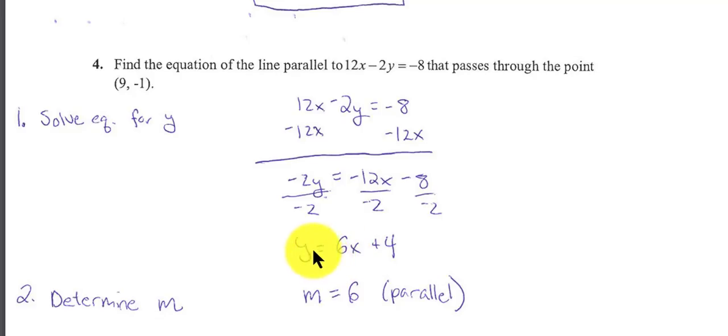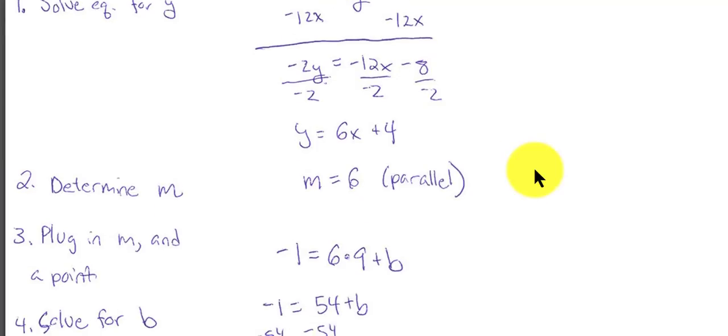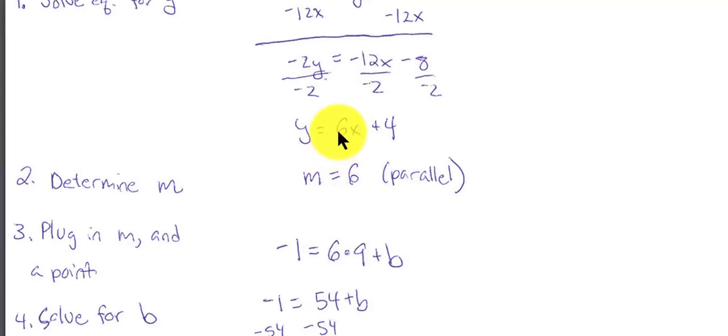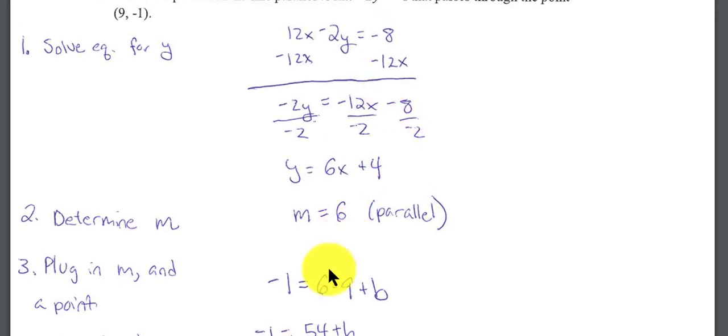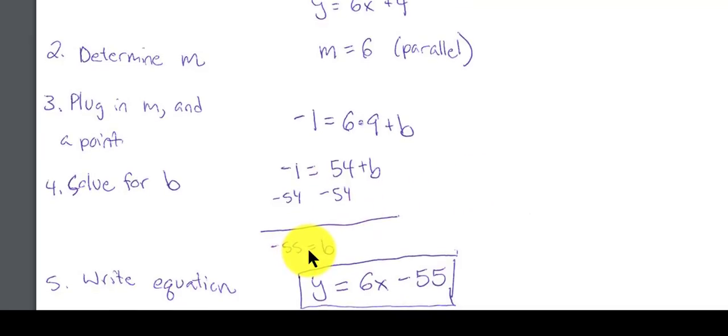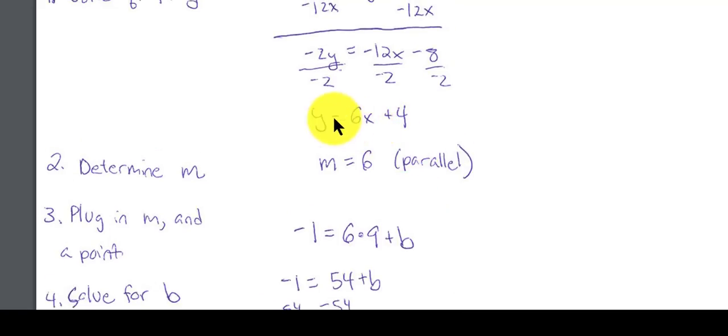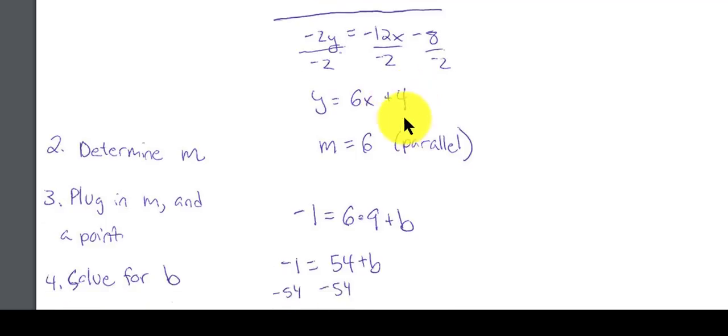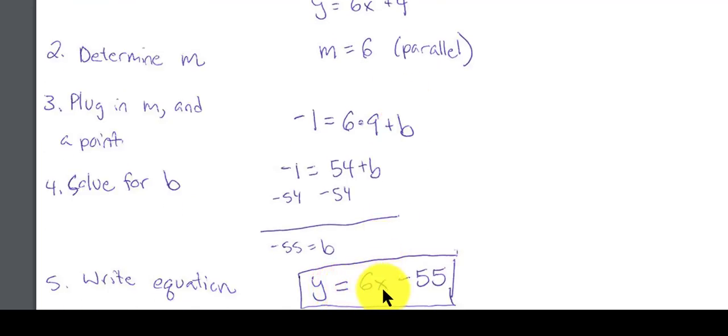So we want to find the line that's parallel to this line. Again, parallel lines have the same slope, so I know m is going to be 6. So if I write y equals mx plus b, I'm going to replace the m with 6, and I'm going to replace the x with 9, and the y with -1, and solve for b. You end up with -55. So again, parallel lines have the same slope, so if this is the first line, 6x plus 4, we know this is going to be y equals 6x plus our new b.